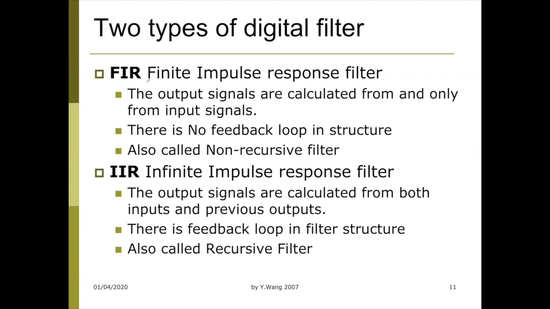For the FIR filter, to summarize, the output signals are calculated from and only from input signals. There's no feedback loop in the structure. That's why it's called a non-recursive filter. Whereas for the IIR filter, the output signals are calculated from both the input and the previous output signals. So you have to buffer the previous output signal. There is a feedback loop because the output is fed back into the system, buffered, and used to calculate the next output. So the filter is called a recursive filter.